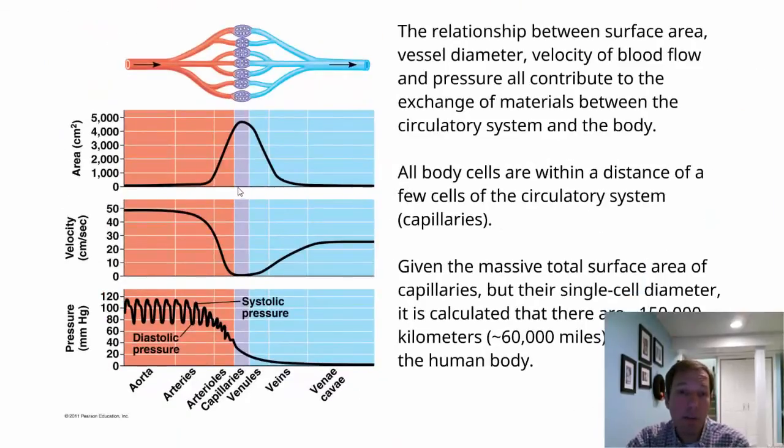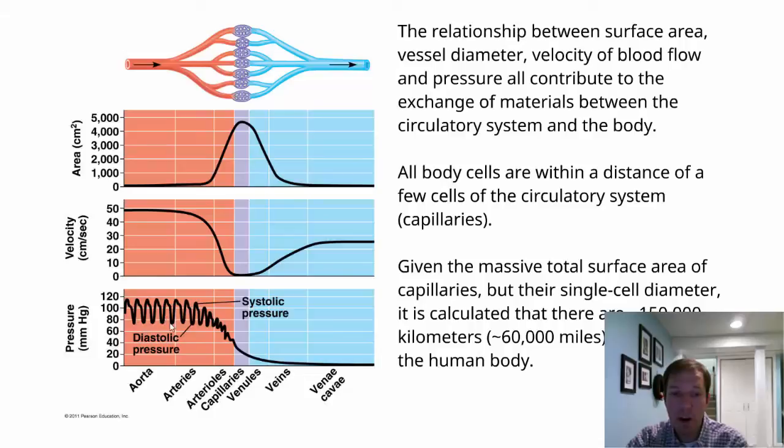You can see here diagrams showing the total area, so you can see the amount of space that they're taking up. They take up a very low area in the arteries and in veins, but the number of capillaries increases the area that they're able to reach. The velocity of blood is very high as it leaves the heart. It drops and is very slow as it moves through capillaries, which is helpful for allowing materials to exchange and diffuse across, and then it speeds up somewhat as it moves through the veins. And then finally you can see the pressure here.